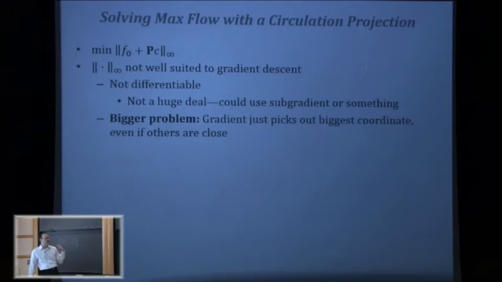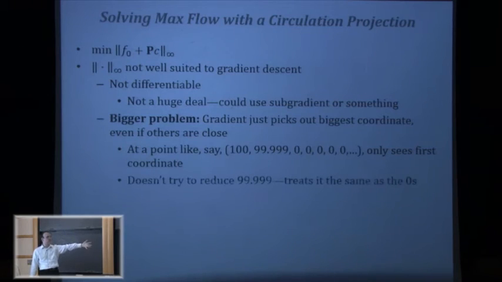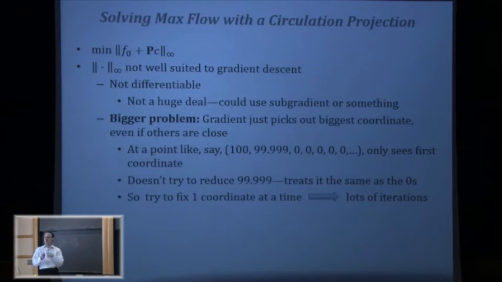The bigger problem is that the gradient, even where there are gradients, is just the wrong thing to use. It picks out the biggest coordinate, even if the others are close. If I look at the derivative of the infinity norm at a point like 100 and then 99.999, and then a bunch of zeros, it's going to say you want to decrease the first coordinate. It won't see the second coordinate, because the gradient will just be in one basis direction. That's really bad. In some worst case it will fix one coordinate at a time, in which case you'll get a lot of iterations. Morally, you want to fix both of the first two and not the others.